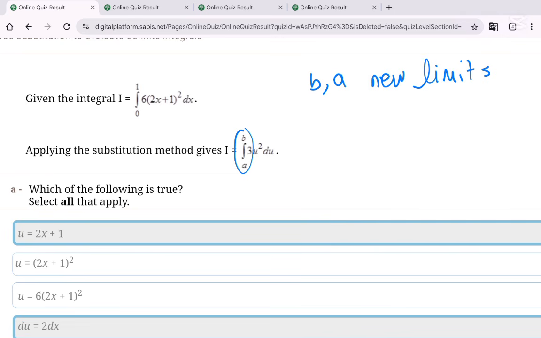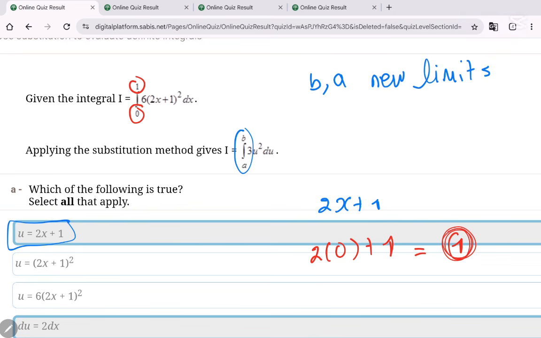Very simple. You take u. What is u? u is equal to 2x plus 1. And then every time we have x, you're going to substitute it by the original limits. That means first I'm going to start with 2 times 0 plus 1. I will get this to be 1.